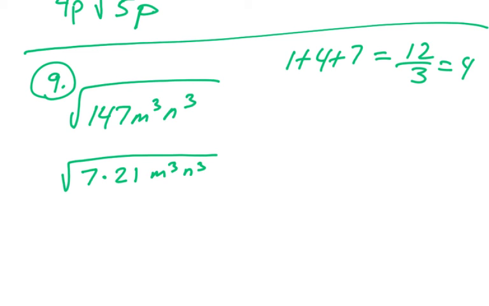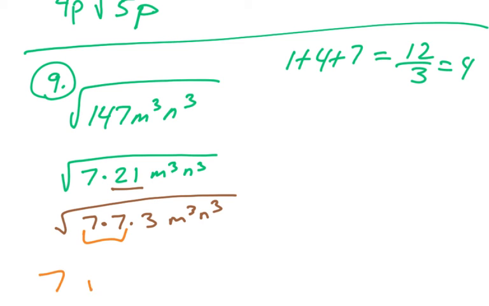So why did I choose 7? Because 7 very easily goes into 14 and 7, so if the number is 147, it's really easy to do that. And then 21 is just 7 times 3. So now you have 7 times 7 times 3, m cubed n cubed. We have one group of 7, so that goes on the outside. Then 3 m cubed n cubed stays inside.